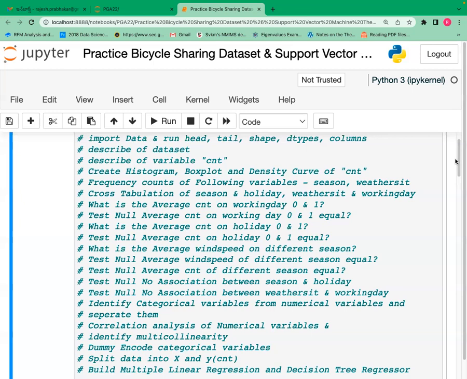SVR, which one is it? How much R square? So it's a failed model. I told you, it doesn't work well on regression.